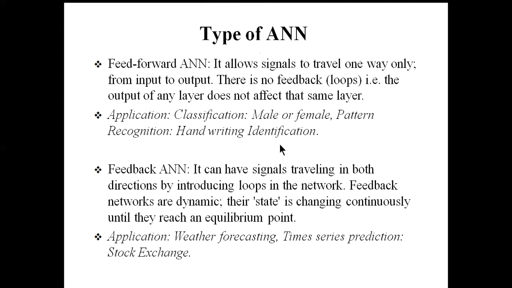Whereas in the case of feedback ANN, the signal can travel in both directions, from input to output ends and from the output towards the input end.